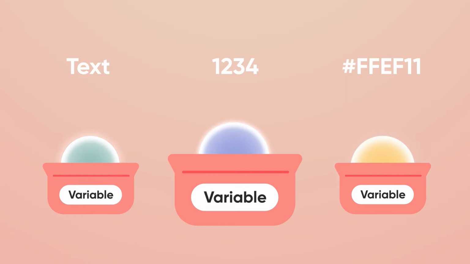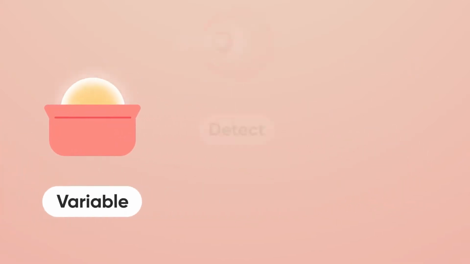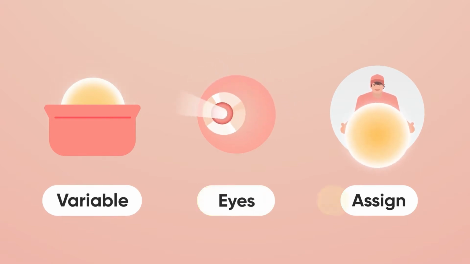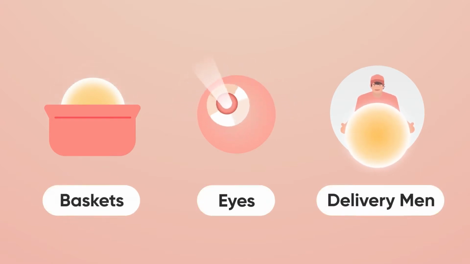In ProtoPie, you often use variables with the detect and assign features. Let's think of them as eyes, delivery men, and baskets. Here is an example to help us understand their roles in more detail.